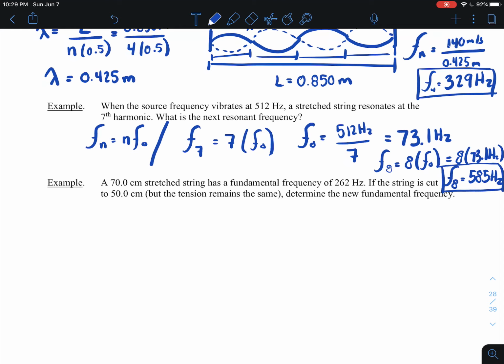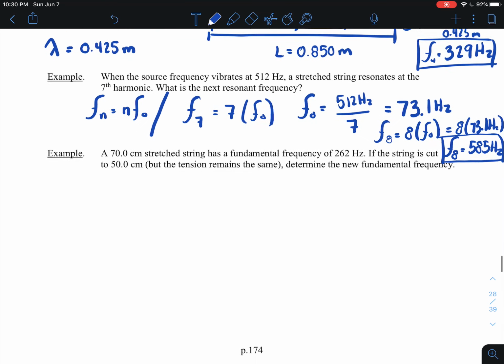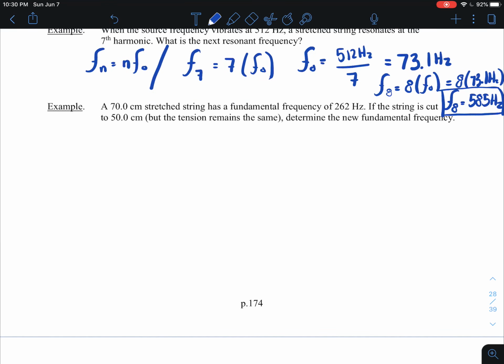All right, let's try the last question. A 70 centimeter stretched string has a fundamental frequency of 262 hertz. If the string is cut to 50 centimeters, but the tension remains the same, determine the new fundamental frequency. All right, so let's look at what's happening here.